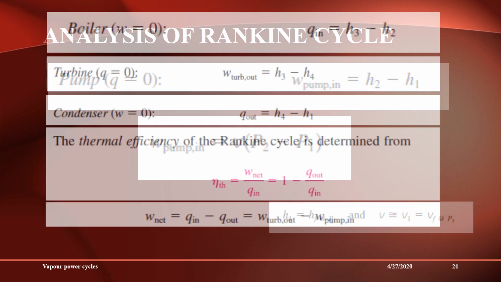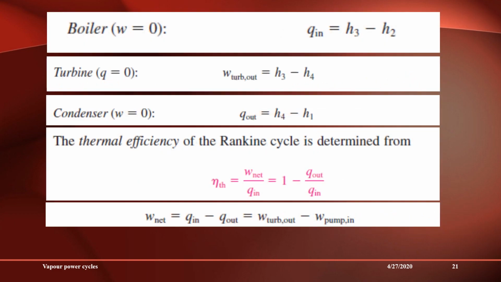That is the case. Second one, it is a boiler. The work done is equal to 0. There is no work involved, only heat transfer. So Q in is equal to H3 minus H2. Again, you can refer to the TS diagram. You can find the enthalpy values corresponding to these 2 points.